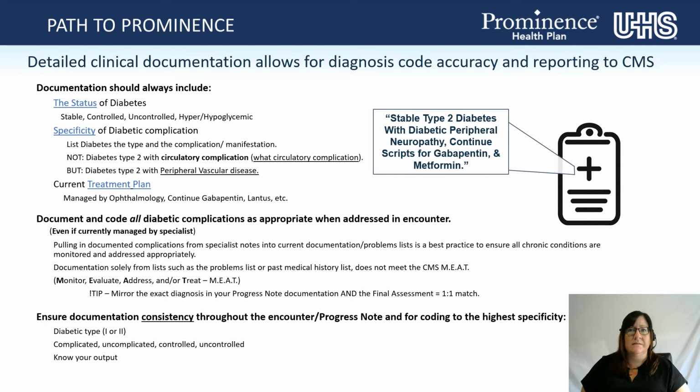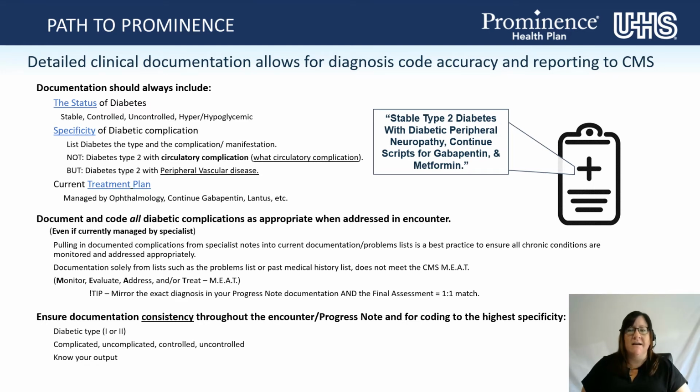So don't just list diabetes mellitus type 2 with a circulatory complication, because that leaves the coder asking, what is the circulatory complication? So to get to the full code specificity, in that case, document diabetes type 2 with peripheral vascular disease, and then the current treatment plan for that diabetes. On the right is an accurate statement: stable type 2 diabetes with diabetic peripheral neuropathy, continue scripts for gabapentin and metformin, and that meets the CMS MEAT criteria.